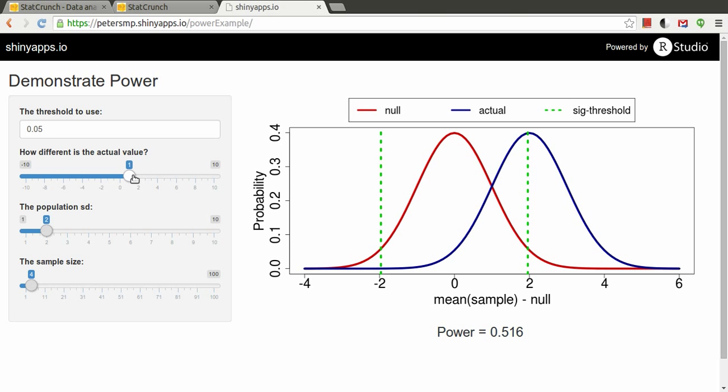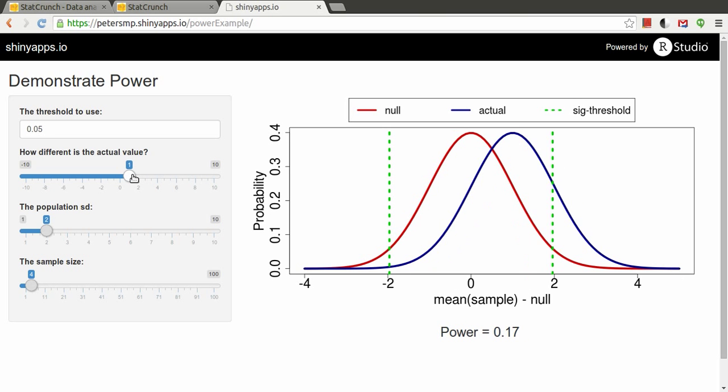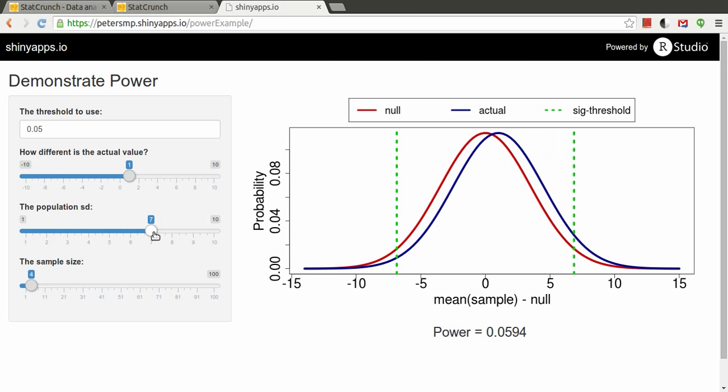Now we can make it even harder on ourselves if we make the difference only 1. Now note here that only 17% of the time does a value calculated from this true blue distribution stay outside of the green lines and reject our null hypothesis. This can get even worse if we do things like increase the population standard deviation. Under this condition, less than 6% of the time would our values under the blue distribution, which again we're saying is the actual population value as compared to the red, which is the null, fall outside of these green lines.